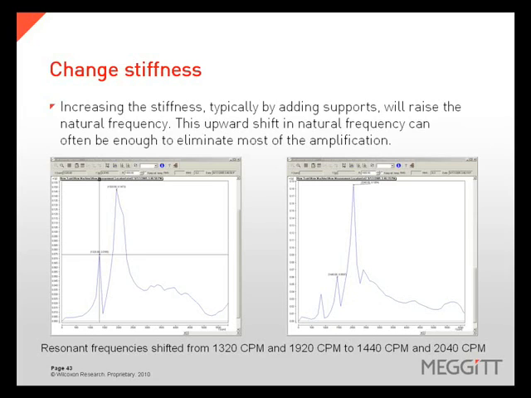In this example, on the left, our resonant frequencies are 1320 CPM and 1920 CPM. When we change the stiffness by adding supports, these resonant frequencies shift to 1440 CPM and 2040 CPM as illustrated in the example on the right.